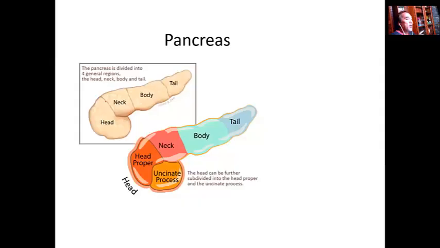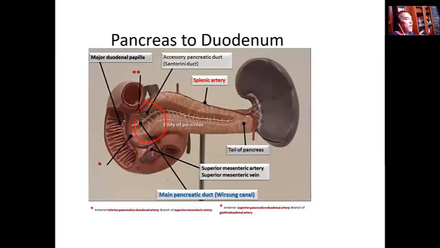The pancreas. Okay, if you take a look at the pancreas, it has a head, neck, body, and tail. So the head can be divided into the head proper and the uncinate process. Okay, so those are the divisions of the pancreas. Now, where's the head facing? The head is facing towards the duodenum. And where's the tail facing? It's facing towards the spleen. The spleen and the duodenum do not have any connection. Okay, it's just where it's located.